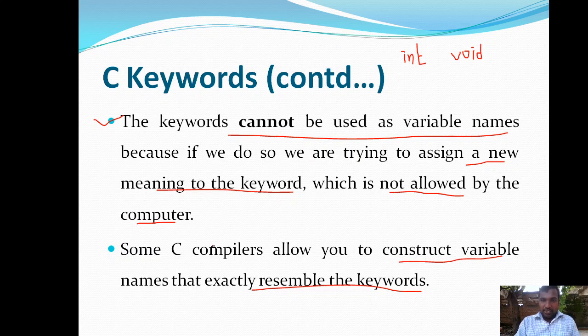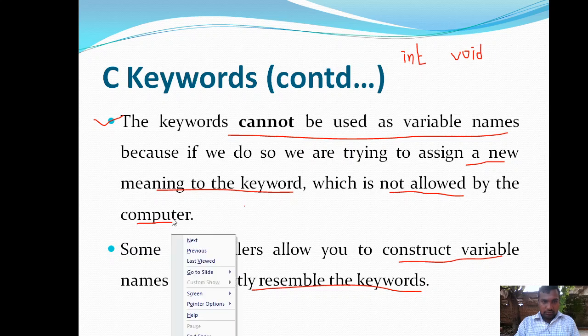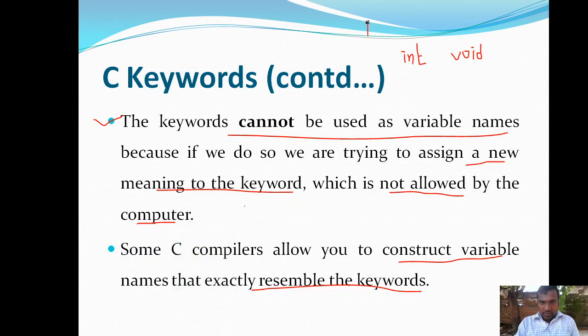For example, int a. So int a means a is a variable name of integer type. Here int is a keyword, a is not a keyword. But int void means int is a keyword, and void is also a keyword. So these are not acceptable. They are not permissible. So int a is acceptable.